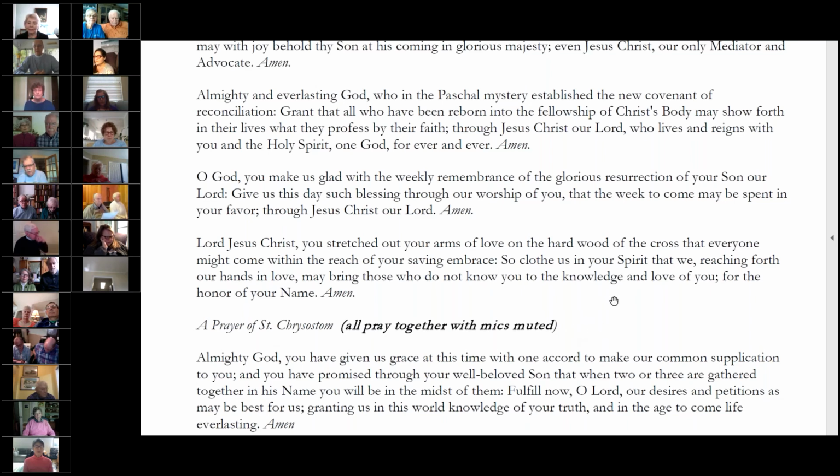Lord Jesus Christ, you stretched out your arms of love on the hard wood of the cross, that everyone might come within the reach of your saving embrace. So clothe us in your spirit, that we, reaching forth our hands in love, may bring those who do not know you to the knowledge and love of you, for the honor of your name. Amen.